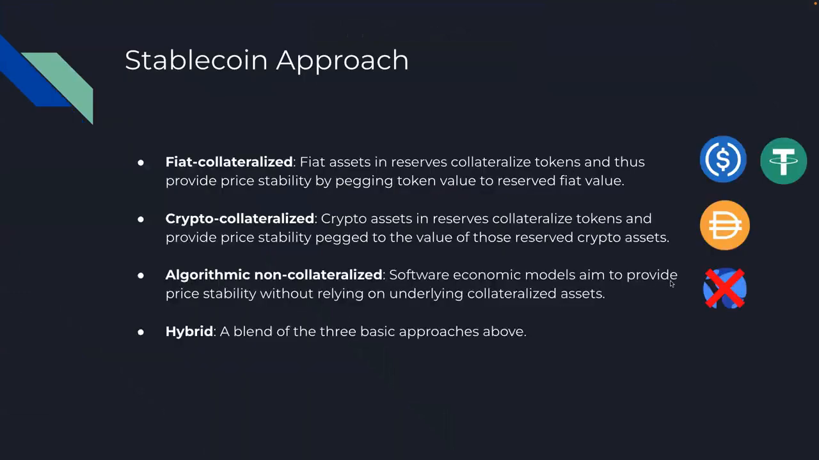As everybody knows here, there are 4 types of stablecoin approach. The fiat collateralized approach holds fiat assets in reserve, like USDC and USDT. Then we have crypto-backed collateralized stablecoin like DAI, which Tadeo was presenting before. And then we have algorithmic non-collateralized stablecoin, which are basically software that create economic models that aim to provide price stability. But as we saw with UST, it's still an industry that needs to fix some of its models.